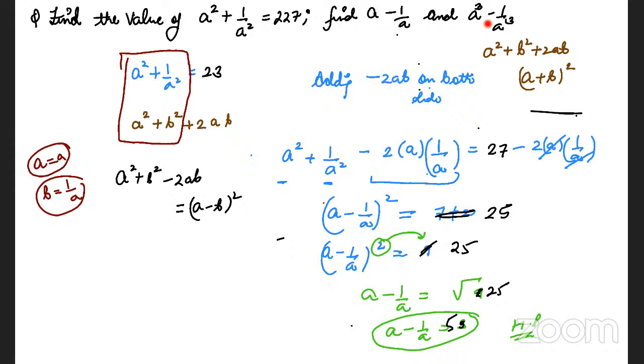See, first of all, what we were doing, we were finding the value of a minus 1 upon a. Now, a minus 1 upon a value we have to find by this. And then we have to do cubing on both sides so that we can get the value of a cube minus 1 upon a cube. We did the previous section cubing on both sides.